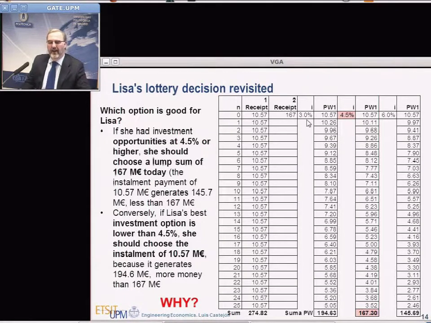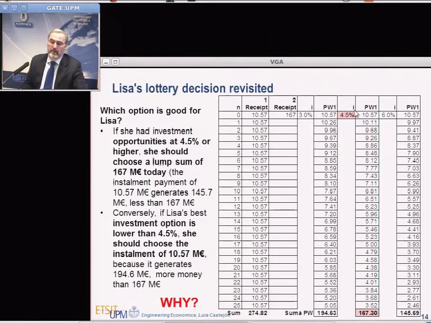What happens if the bank offers you a higher interest rate, for example, 4.5%? We calculate again the present worth of all the option 1 payments, and you will see that the present worth is the same as the lump sum, 167 million euros. So at a rate of 4.5%, both cash flows are economically equivalent. So you will not have any economic rule to decide.